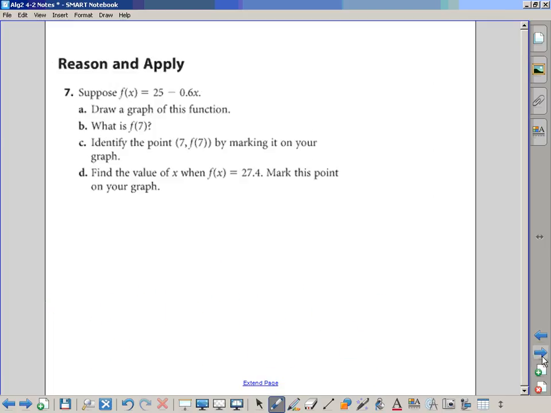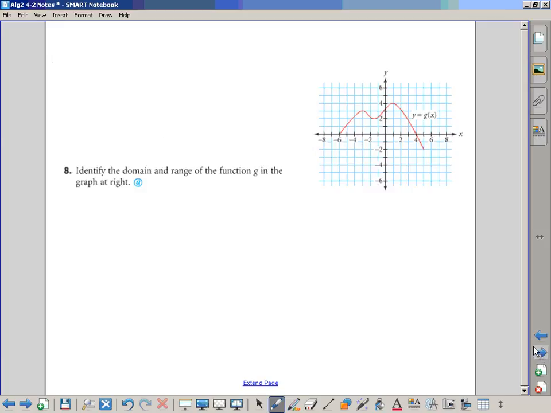Moving on to the next page. 7, check those in the back of the book, please. 8, I wanted to talk about the domain and range before I end the video.